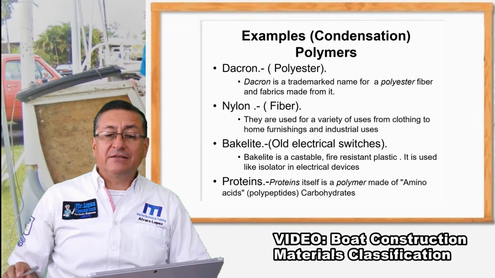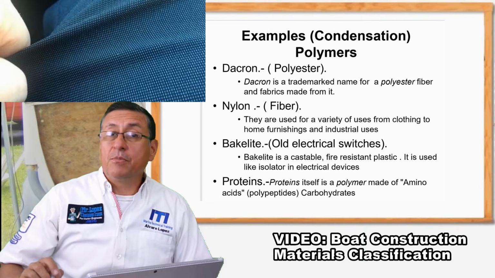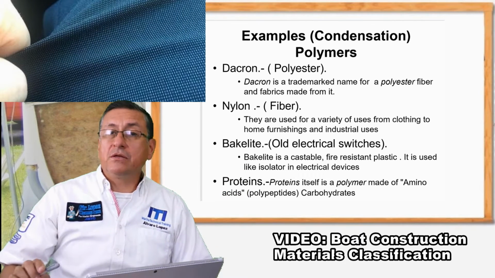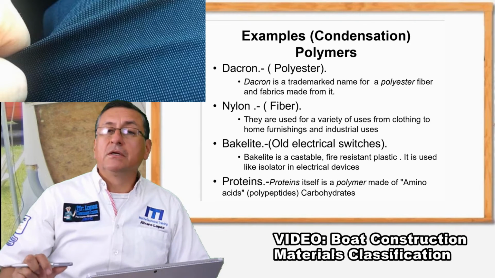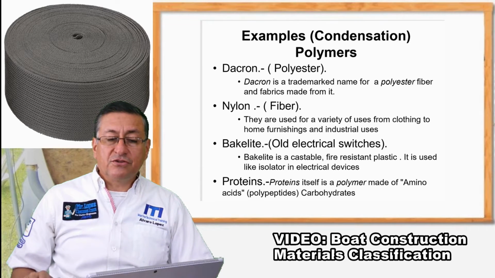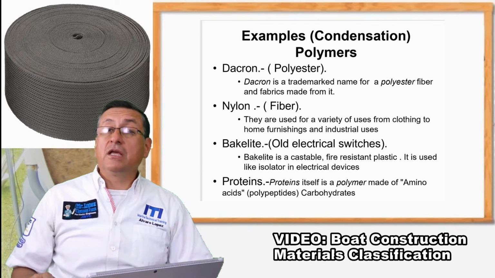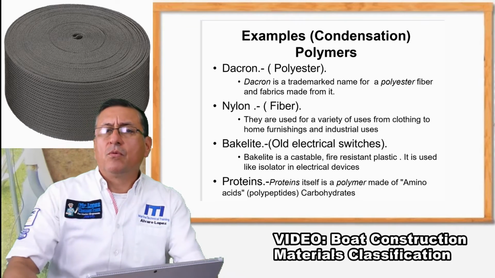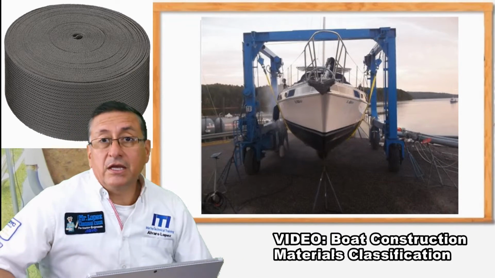Examples, we are going to analyze examples of condensation polymerization. We have Dacron, polyester. Polyester is a great example. Dacron is a trade name for a polyester fiber. Nylon is another great example of condensation. They are used for a variety of uses in clothing, furnishing, and industrial uses. You remember we have the straps of the travel leaf. The straps of the travel leaf are nylon.